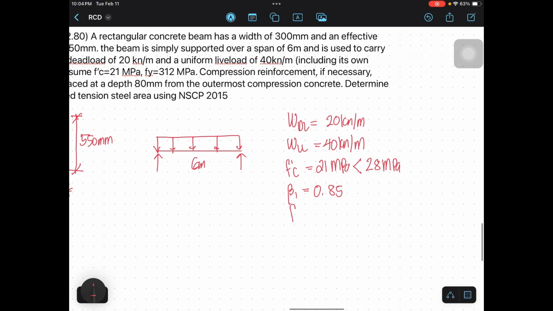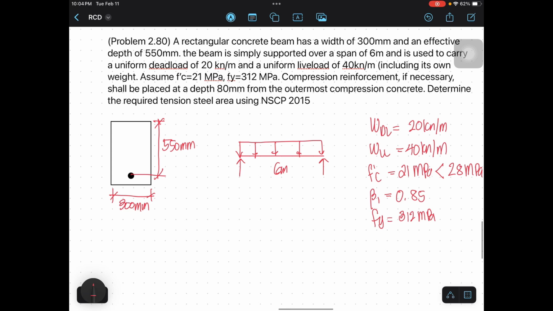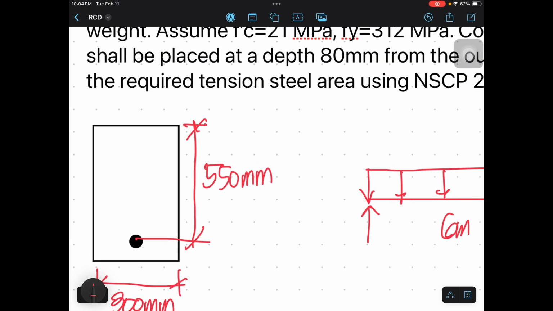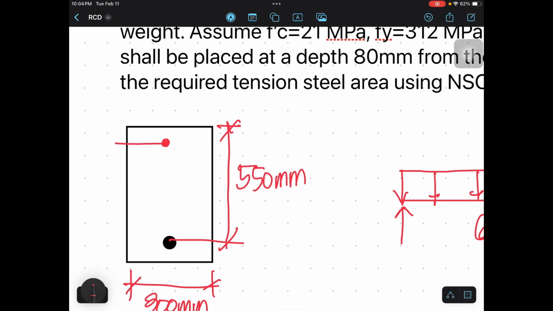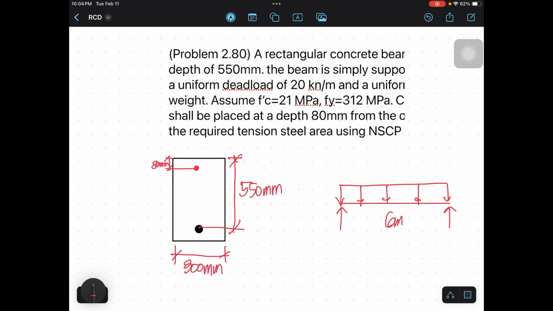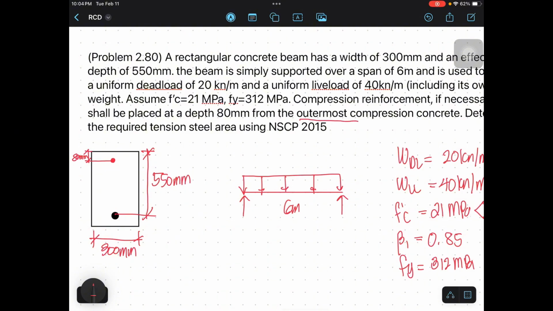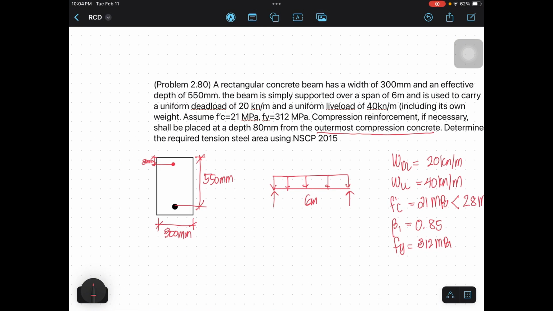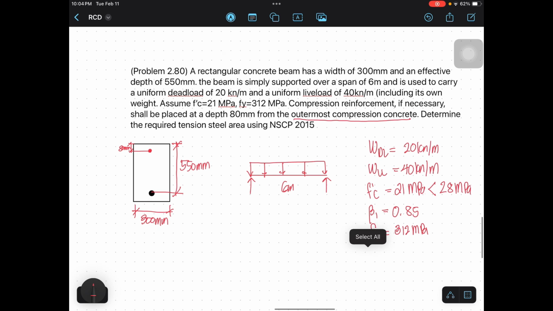Next, our specified yield strength of steel is 312 megapascal. Okay? And if needed, the reinforcement on the compression side should be located 80 mm from the outermost compression concrete. Determine the required tension steel area using NSCP 2015.